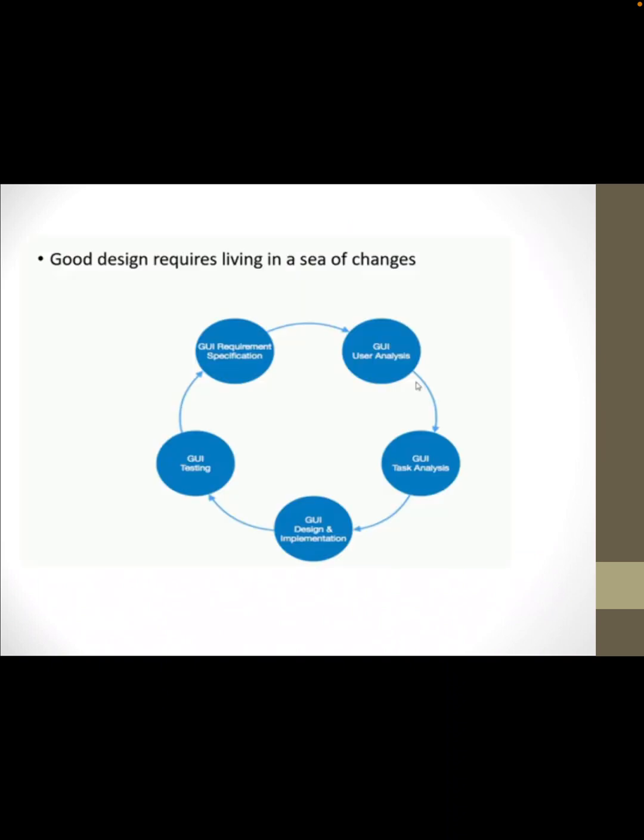Next is good design requires living in a sea of changes. Obviously, when we want to develop something perfectly, we have to go through various changes. Until we get a good product, we have to continue with the same process for infinite time or for certain iterations. So what are the stages that you go through? If we take a graphical user interface, we go through GUI requirement specification, GUI user analysis, GUI task analysis, GUI design and implementation, and GUI testing.